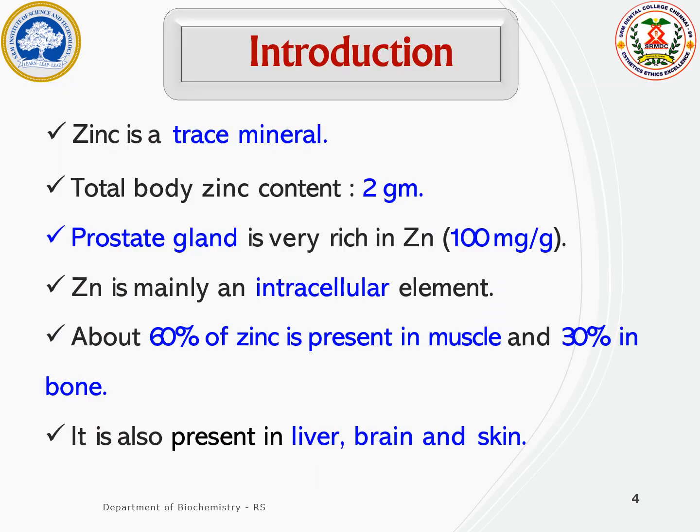Zinc is a trace mineral. The total body content of zinc was found to be 2 gram. The prostate gland is found to have the highest quantity of zinc, that is 100 mg per gram. Zinc is mainly found in the intracellular compartments. About 60% of zinc is present in the muscle and 30% in the bone. It is also found in major organs like liver, brain and skin.